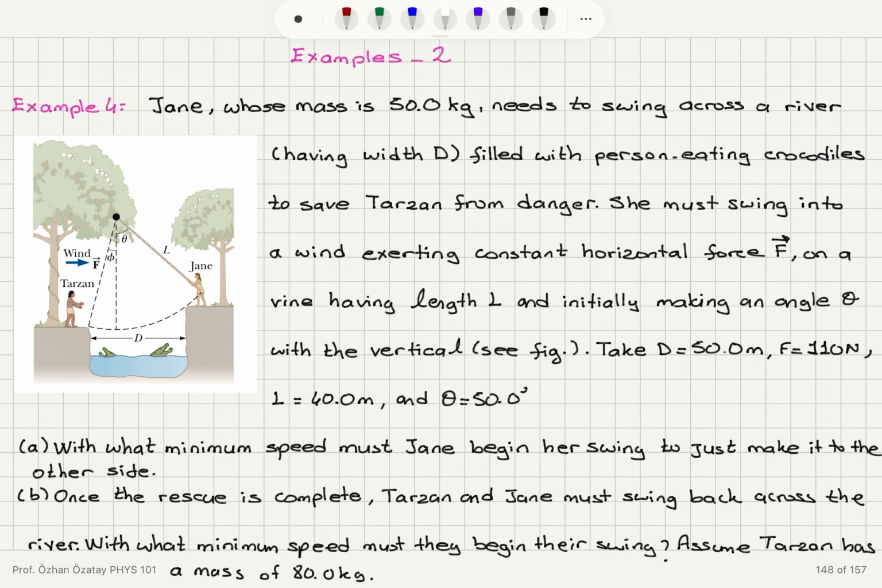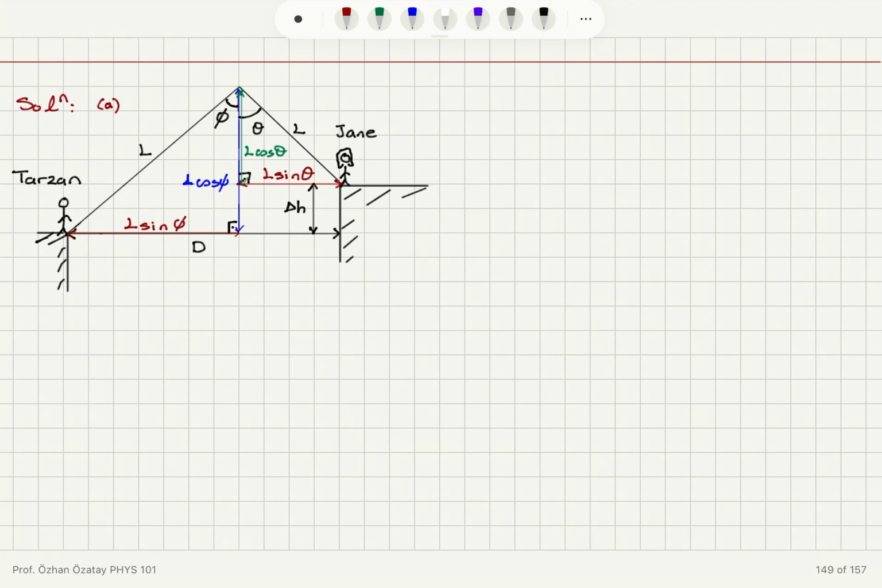for the other side, then we have L sine phi as this distance, L cosine phi as this distance. L sine phi plus L sine theta will add up to the distance between Jane and Tarzan on the x-axis, which is d. So let's start with noting this fact. L sine phi plus L sine theta must be equal to d, the distance between the two edges.